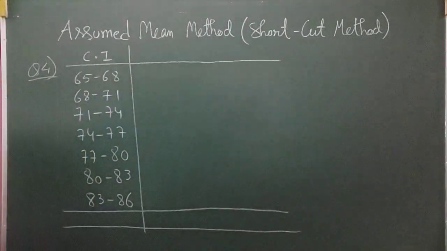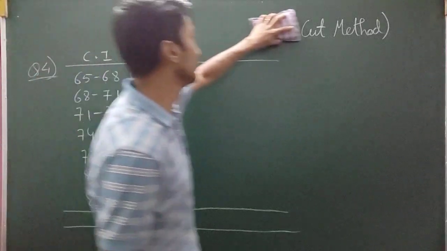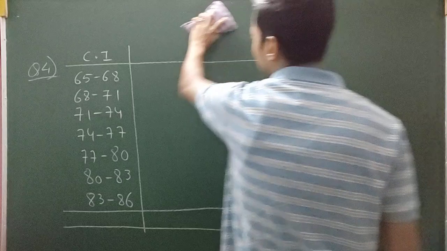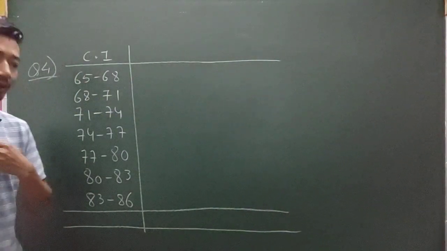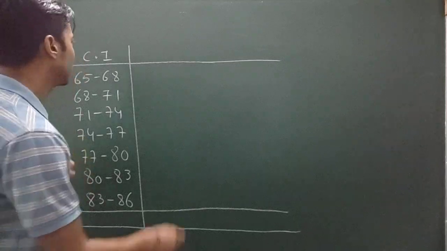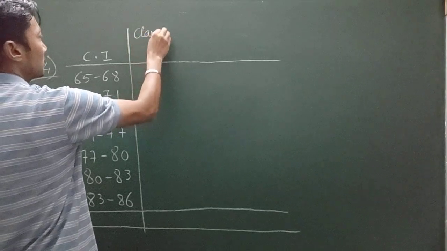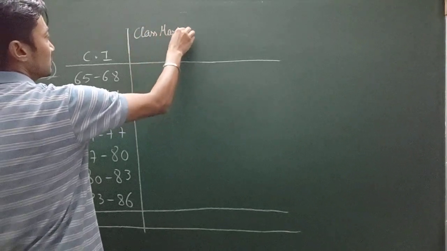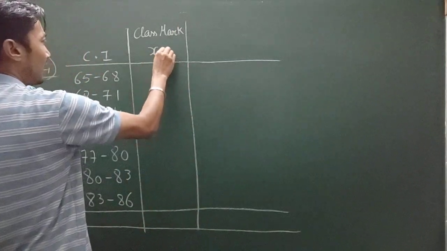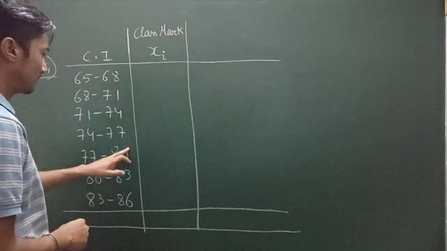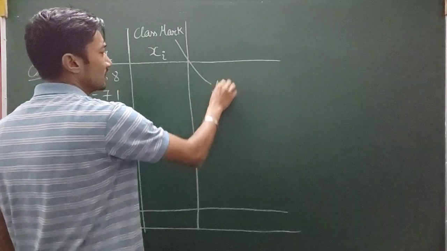Here, what we are going to do is assume a mean from the class marks. That's why it's known as the assumed mean method. But we'll get back to that. First, let's find out the class mark. I'll just write here, class mark, which we will generally denote by xi, so x1, x2, x3, x4, x5, x6, x7. So xi generally is also the middle value.